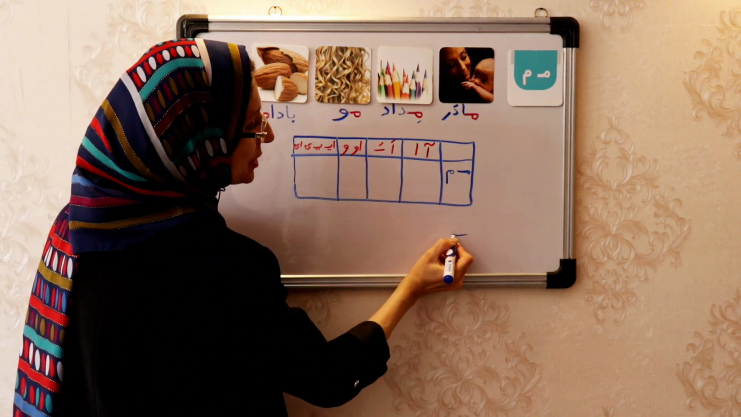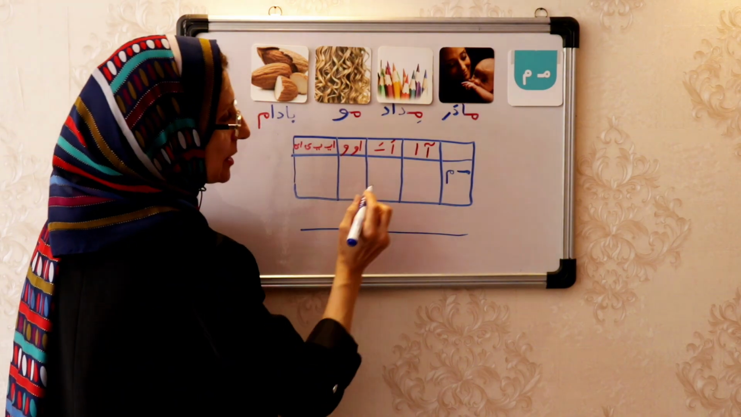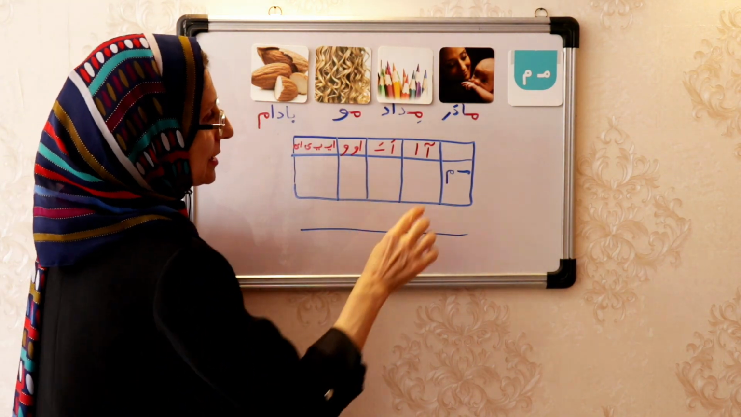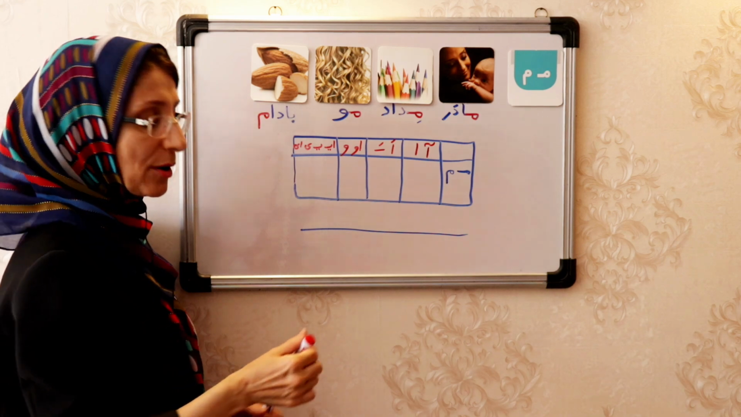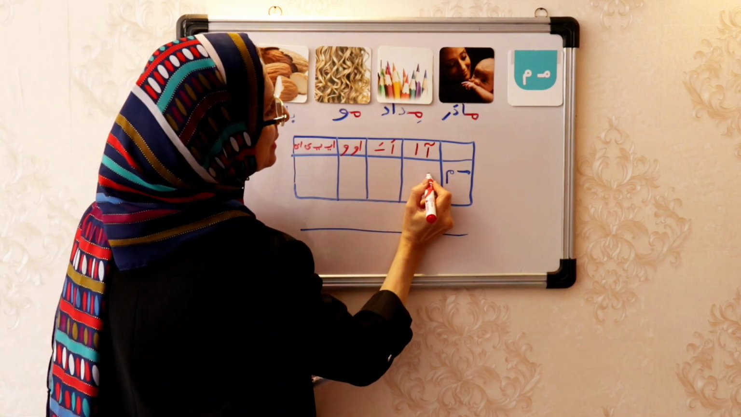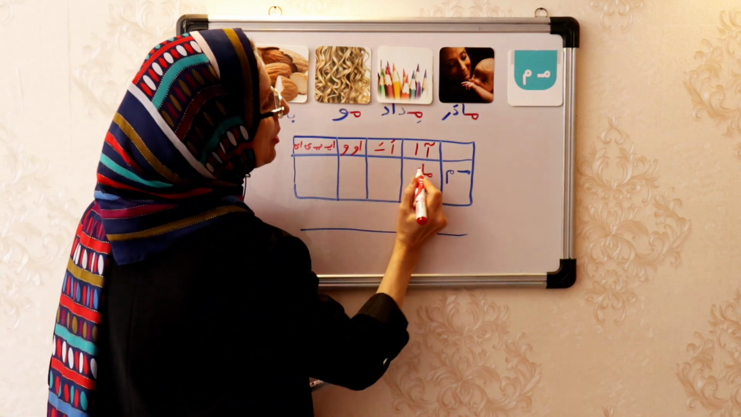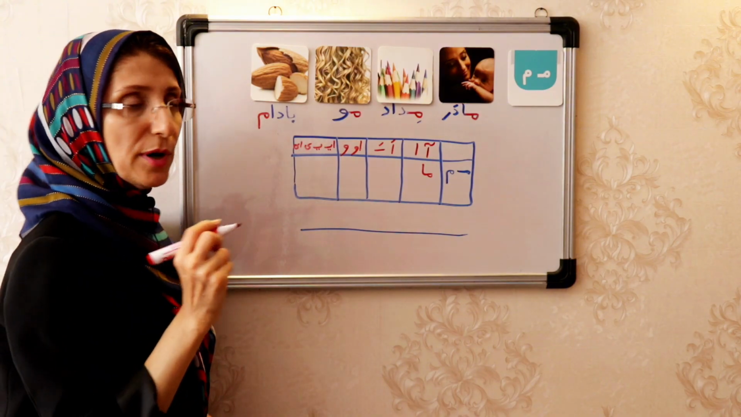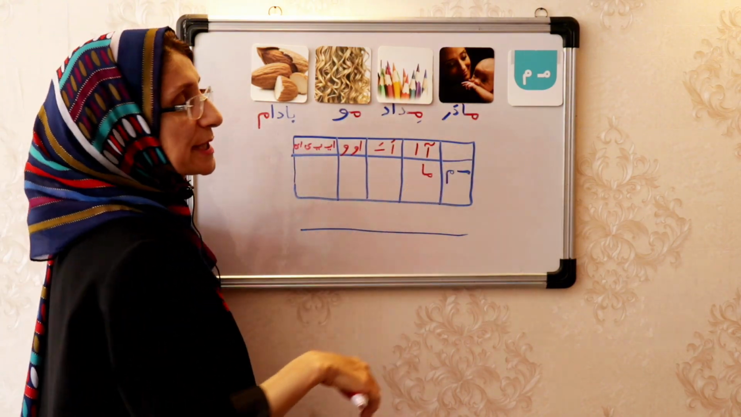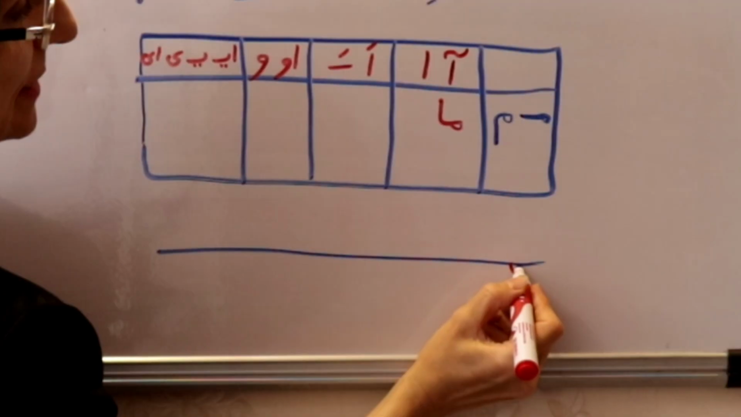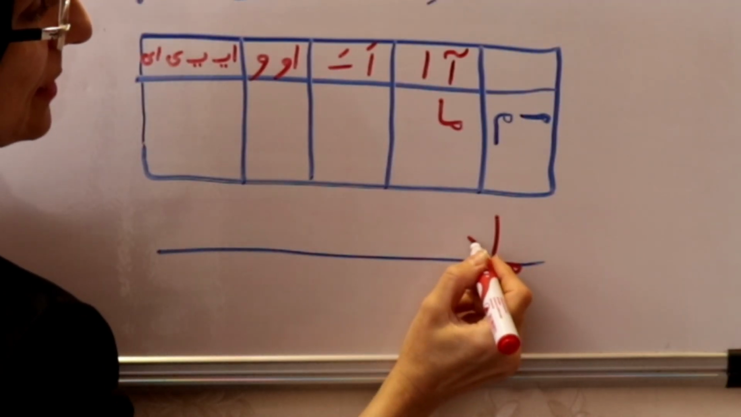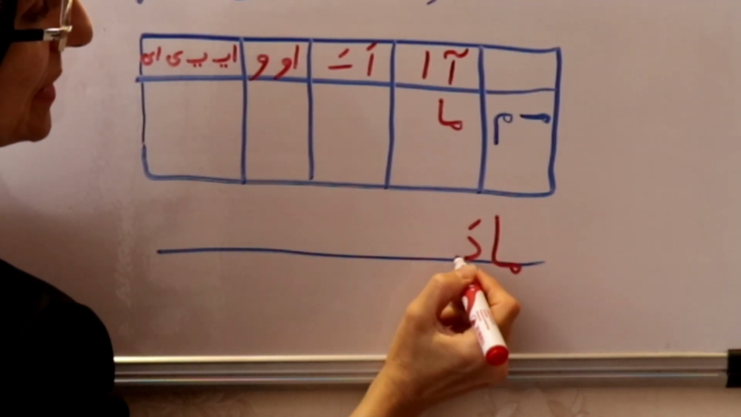If we make friendship between "me" and "a", then we have "ma". Then we have "ma". "Ma" like مادر.